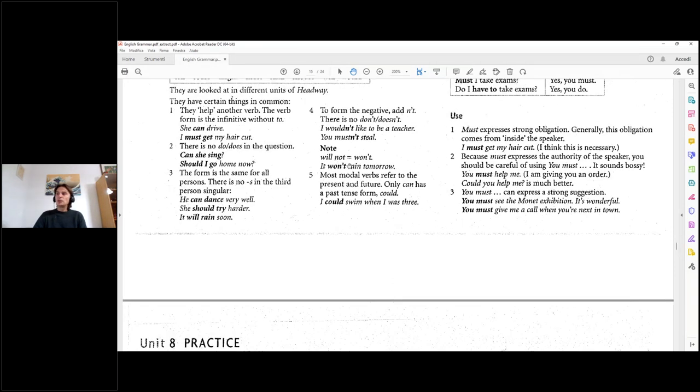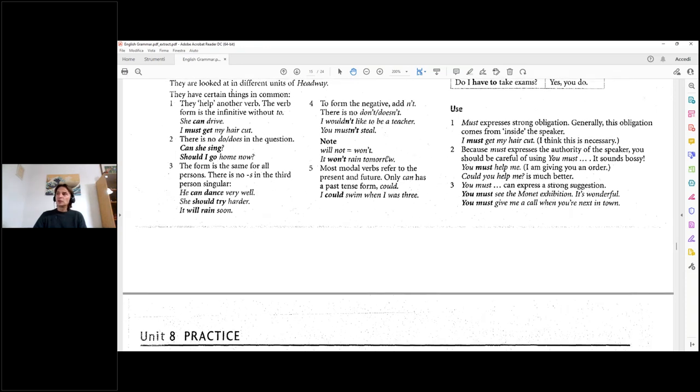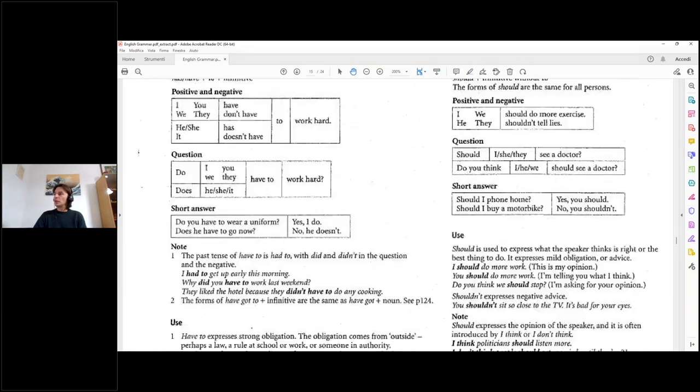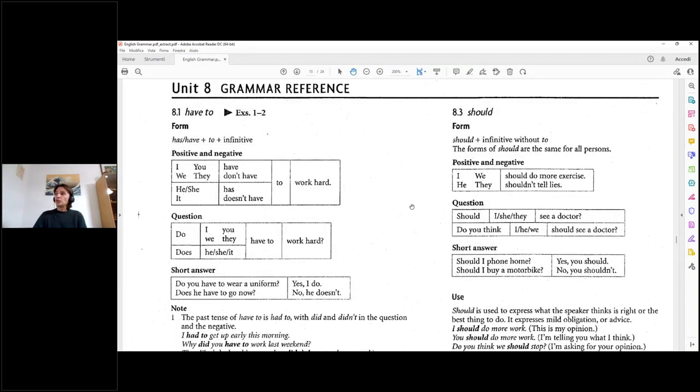Not, will not, questo l'abbiamo incontrato molte volte, will not si contrae alla forma negativa con won't, ok? It won't rain tomorrow, ok? Domani non pioverà. I could swim when I was 3. Quindi io ero in grado di nuotare quando avevo 3 anni. I could swim, cioè già sapevo nuotare quando avevo 3 anni. I could swim when I was 3. Ok. Should.